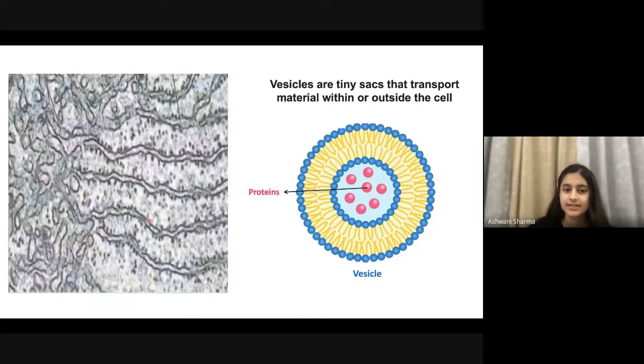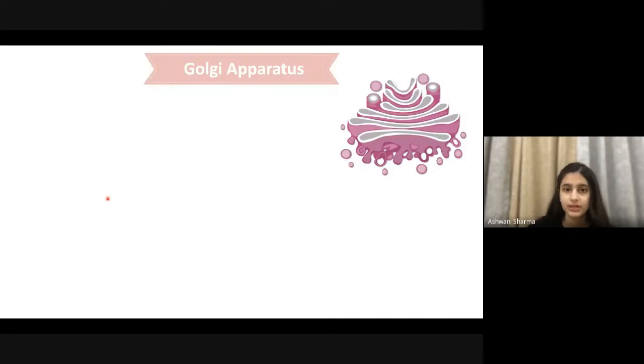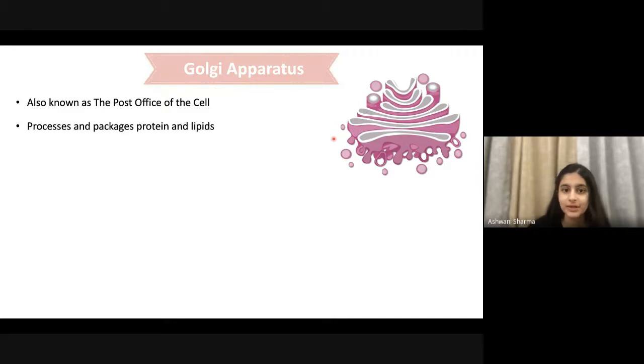Over here you can see the microscopic image of the endoplasmic reticulums. This is the rough ER, and these dots that you can see over here are the ribosomes, and this is the smooth ER. So next, let's come to the Golgi apparatus. After the proteins come from the endoplasmic reticulum, they go into the Golgi apparatus. The Golgi apparatus is also known as the post office of the cell. And this is because its function is to process and package all the proteins and the lipids.